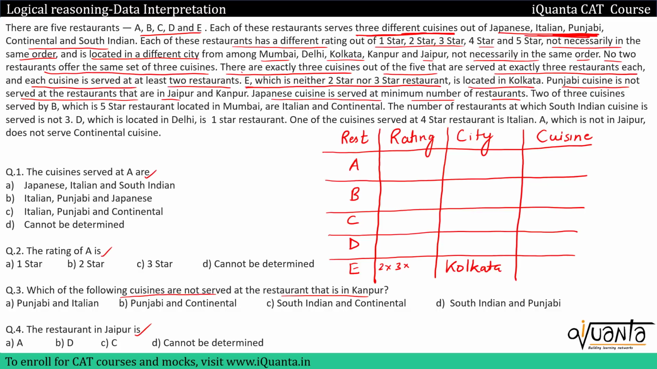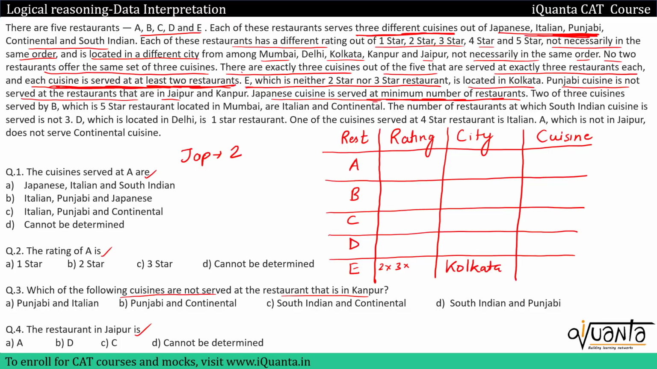Japanese cuisine is served at minimum number of restaurants. So we were given that a cuisine has to be served at least 2 restaurants. So Japanese cuisine is being served at minimum number of restaurants. That means Japanese will be served at 2 restaurants only, okay? We know it from this clue.